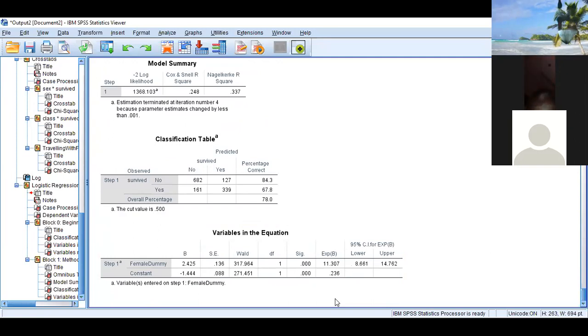Can you see? So women are 11 times more likely to survive than the men.